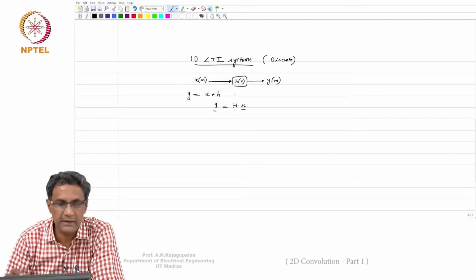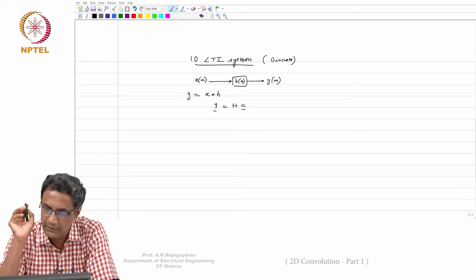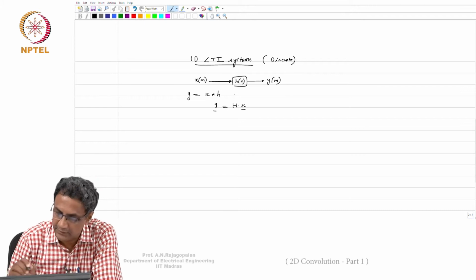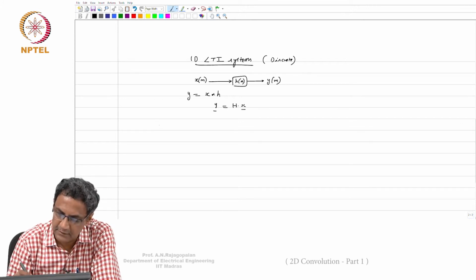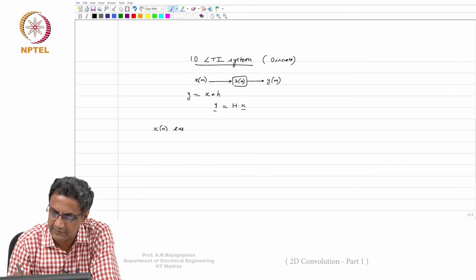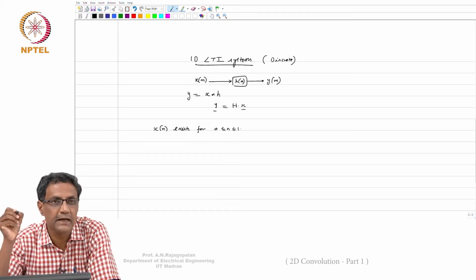In order to show some things on the board, we'll take a very simple example, because anything very complex will mean writing a lot of stuff and it'll all scribble out. Assume that x[n] exists for 0 ≤ n ≤ 1, else it is 0.